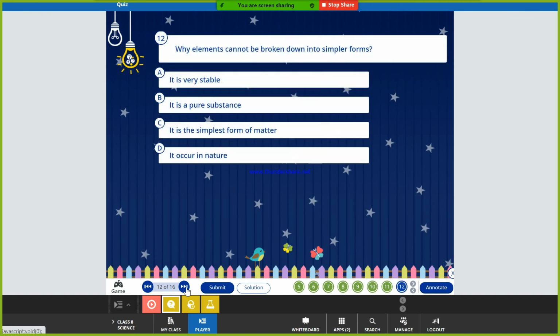Why elements cannot be broken down into simpler forms? Option A, it is very stable. Option B, it is a pure substance. Option C, it is the simplest form of matter. Option D, it is pure in nature.